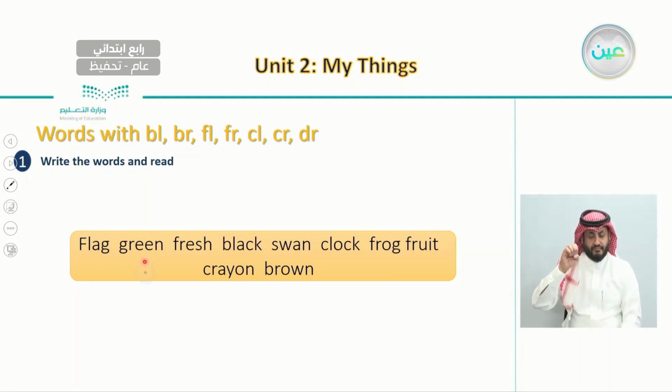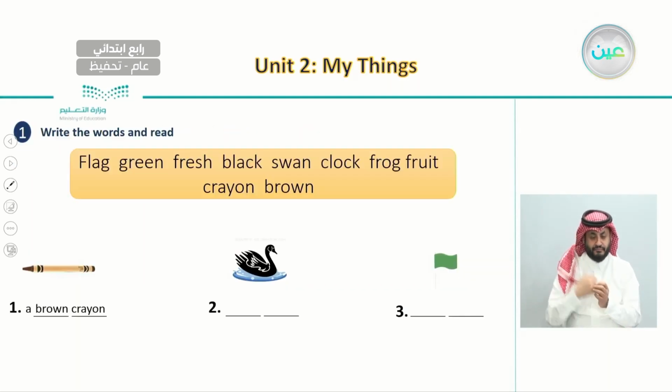green, fresh, black, swan, clock, frog, fruit, crying, brown. Very good. So here we go.